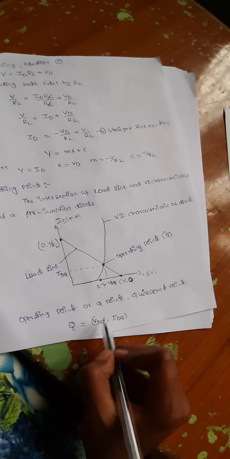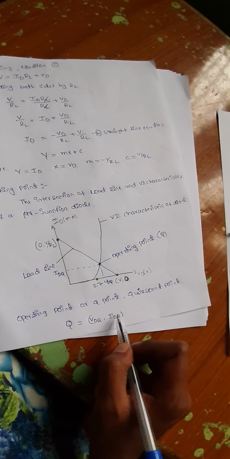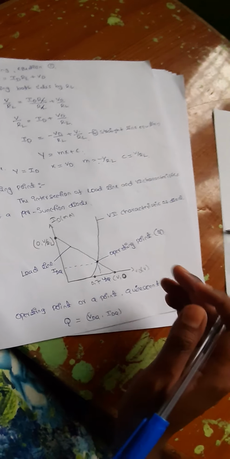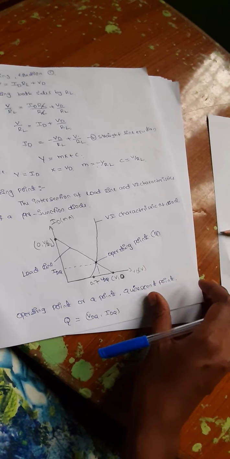Okay, the Q point is nothing but VDQ and IDQ. So here the question is why we use this Q point. Why do we calculate this operating point and what is the use of this Q point? The Q point is nothing but a biasing point. We also call the Q point a biasing point.